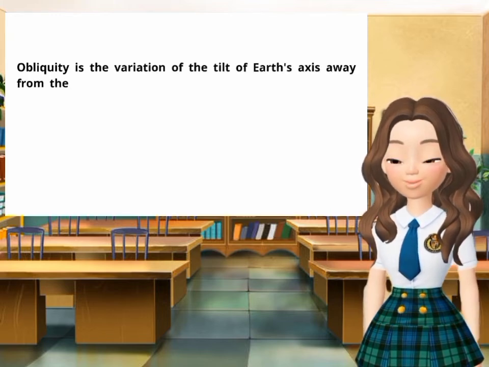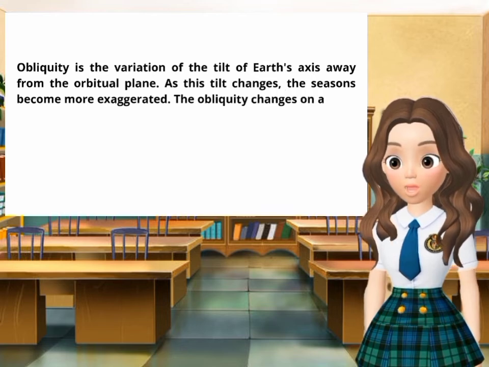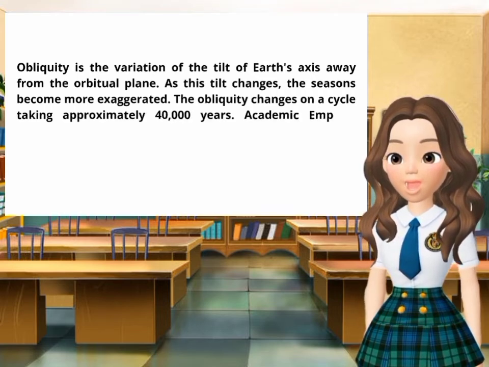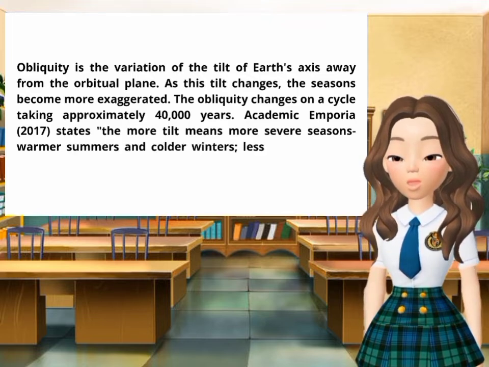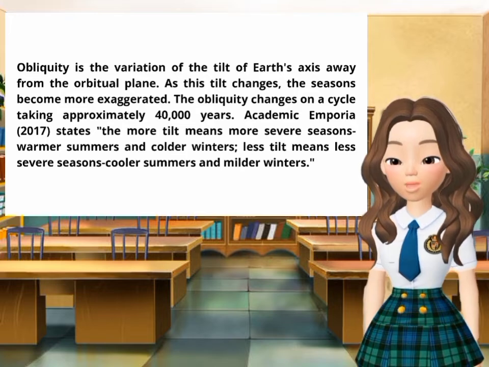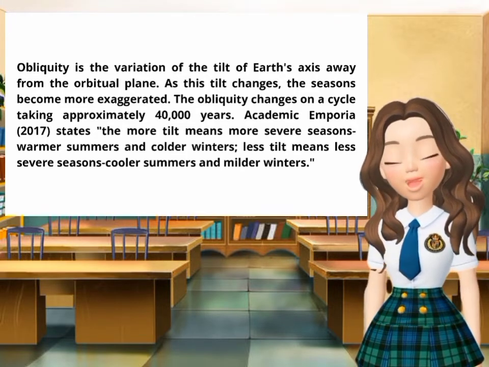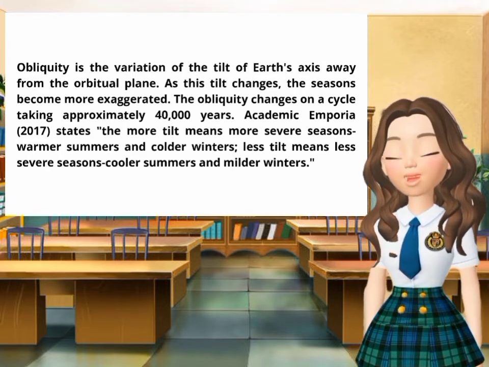Obliquity is the variation of the tilt of Earth's axis away from the orbital plane. As this tilt changes, the seasons become more exaggerated. The obliquity changes on a cycle taking approximately 40,000 years. Academic Emporia states the more tilt means more severe seasons, warmer summers and colder winters. Less tilt means less severe seasons, cooler summers, and milder winters.